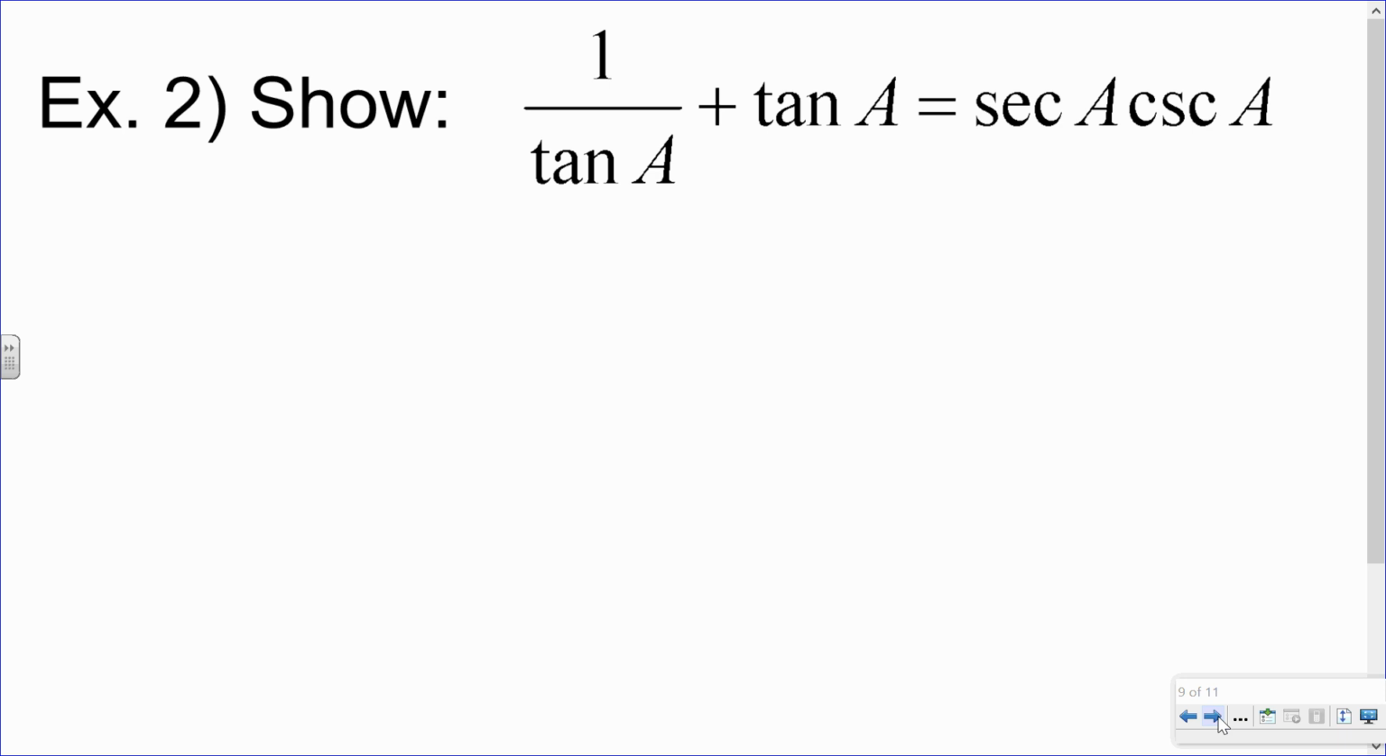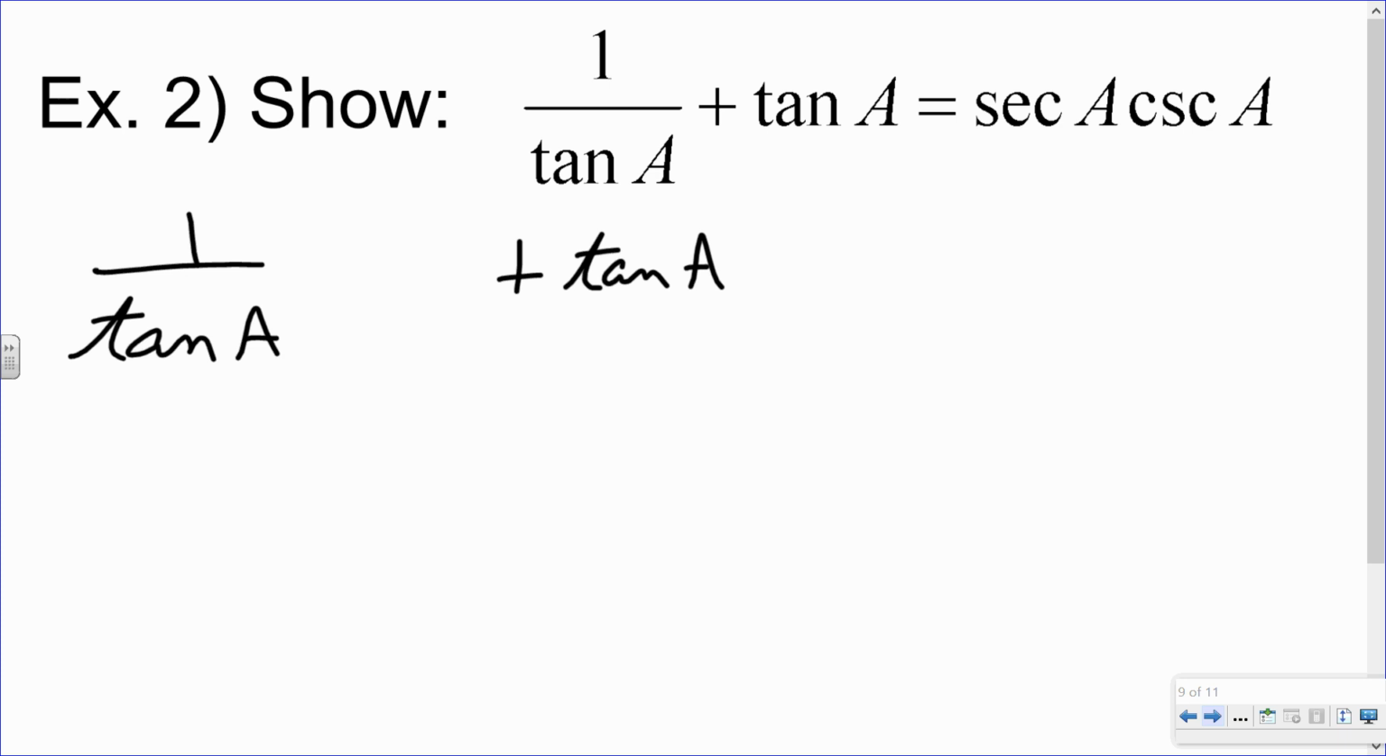I don't know what the heck I'm going to do with this one. I don't have any squares in that thing. I don't know why this isn't a lesson on Pythagorean trig identities. I'm not even sure which side is more complicated than the other. So I think I'll just arbitrarily say I'm going to start with the left. 1 over the tangent of A plus the tangent of A. And I am adding fractions again. One of them's a fraction.